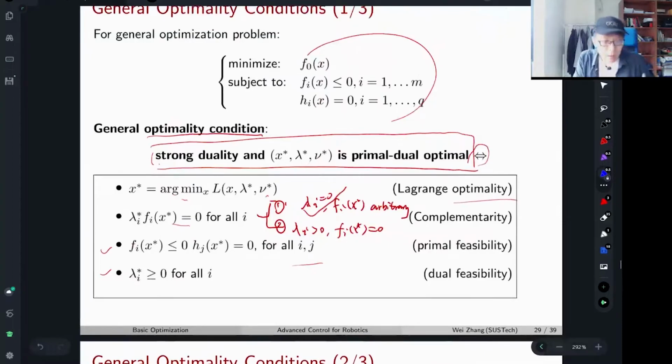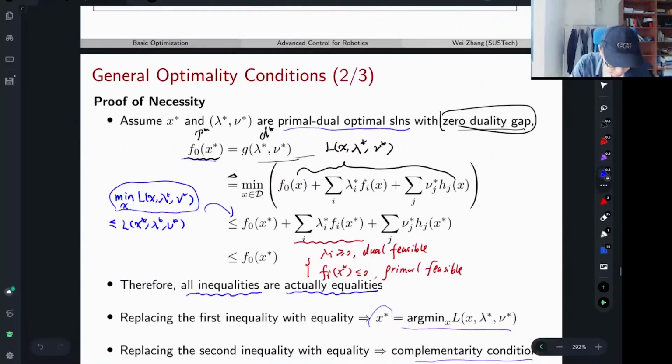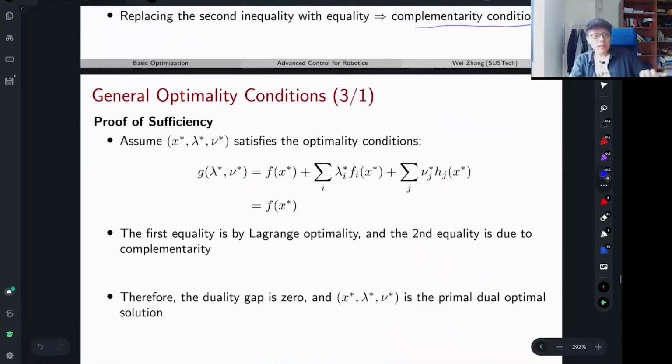So okay, let me repeat. We derived that if strong duality holds and this point is primal optimal, then it has to satisfy these 4 conditions. That's what we have done. That's called necessity. And the other way around: if this pair satisfies the optimality conditions, then there must be zero duality gap, and this pair is primal-dual optimal. That's the sufficiency. That's also easy to prove.